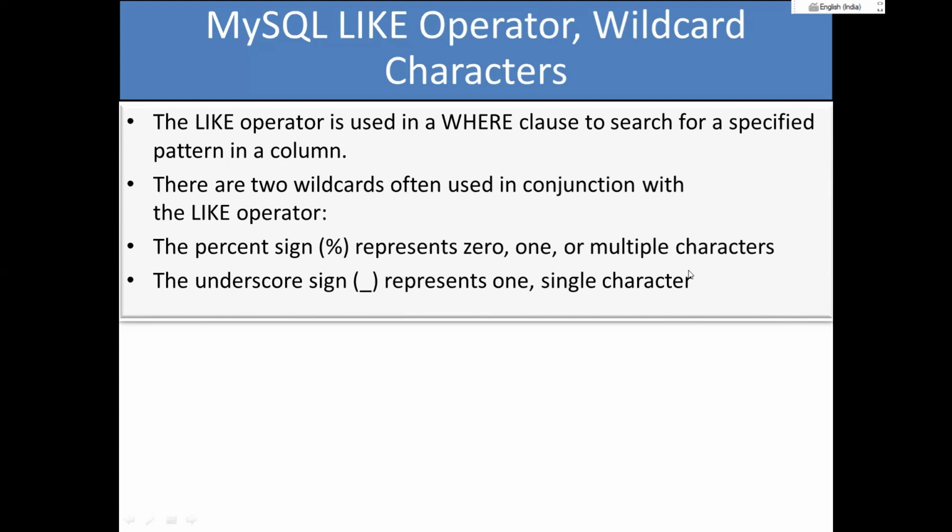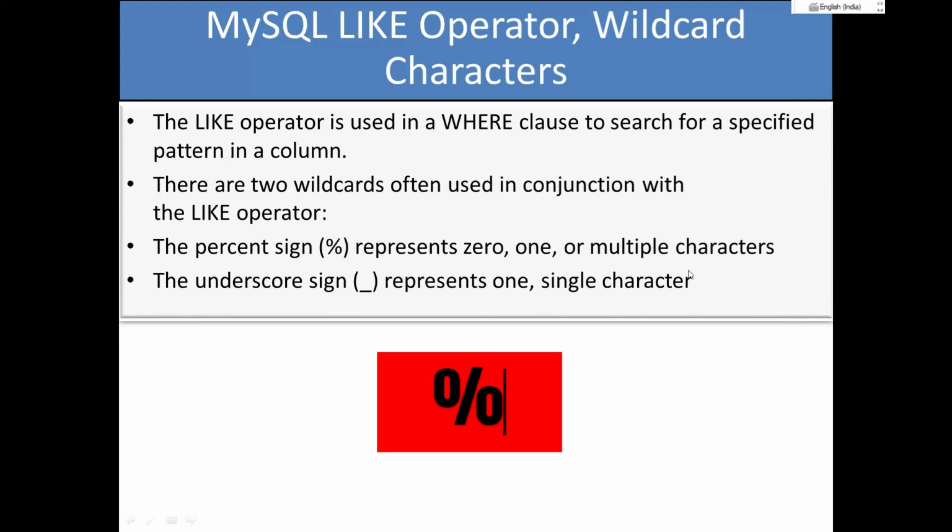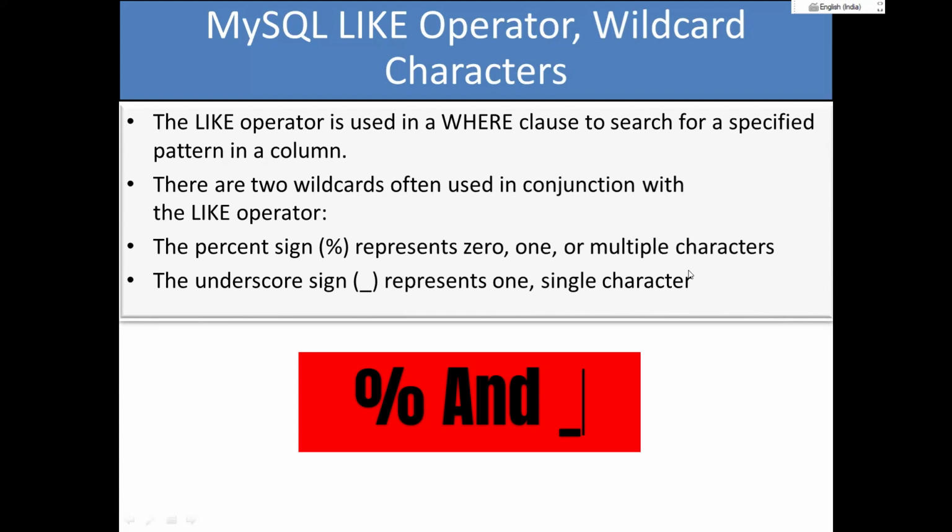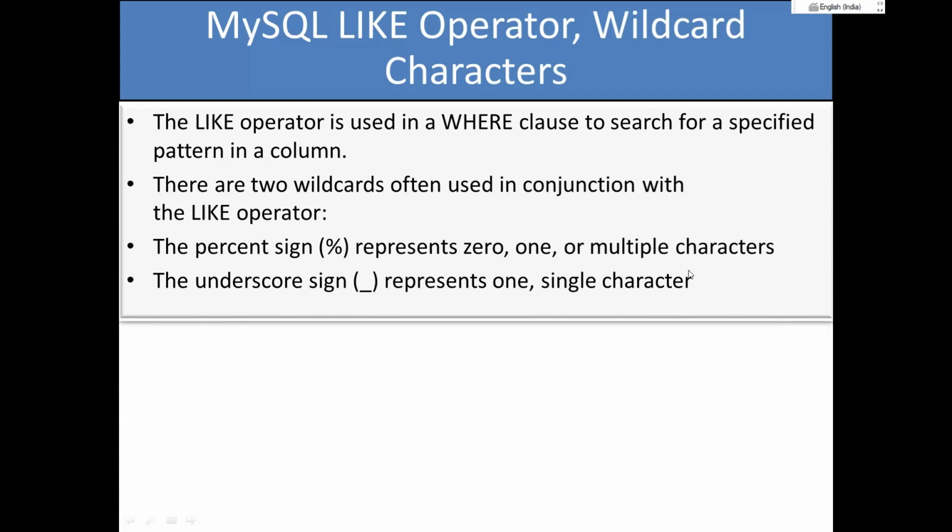So now come to the topic. Here we will focus on the LIKE operator and wildcard characters. As we know, the LIKE operator is used in the WHERE clause to search for a specific pattern in a column. There are two wildcards often used in conjunction with the LIKE operator: one is the percentage sign and the other is the underscore sign. What is the difference between these two? We are going to see that.